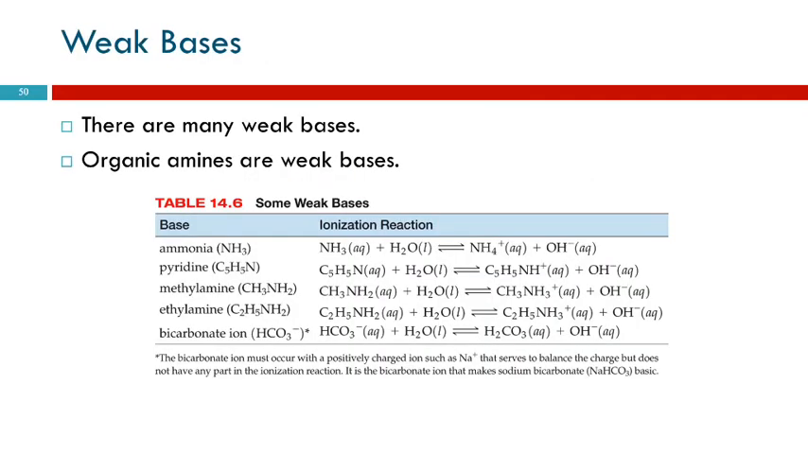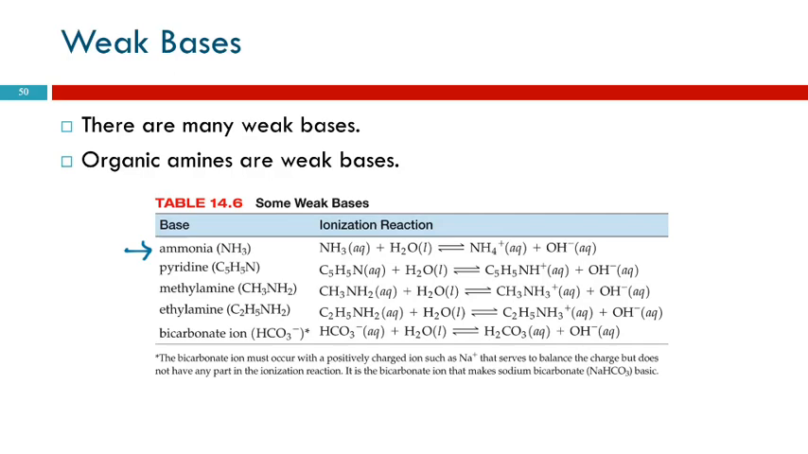There are lots of weak bases. This is the one that I want you to remember. Organic amines are weak bases. Those are all variations of ammonia. These all have nitrogen in them, and instead of 3 hydrogens, they've got other things. So they're relatives of ammonia. And the other one that can act as a weak base is the bicarbonate ion. The bicarbonate ion can react with water and take a hydrogen ion from the water to form hydroxide ion.